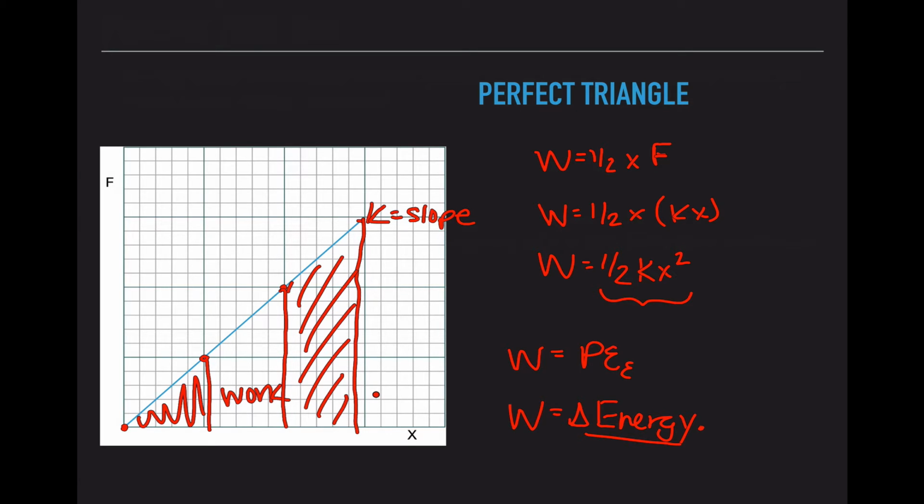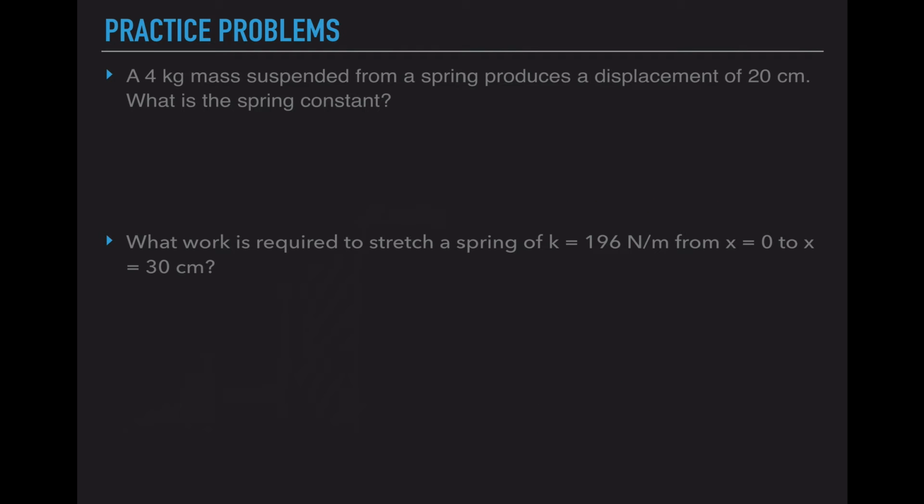So now that we have the graphs talked about, let's do some math. A 4 kilogram mass is suspended from a spring and produces a displacement of 20 centimeters. What is the spring constant? So our equation is force equals k times x.